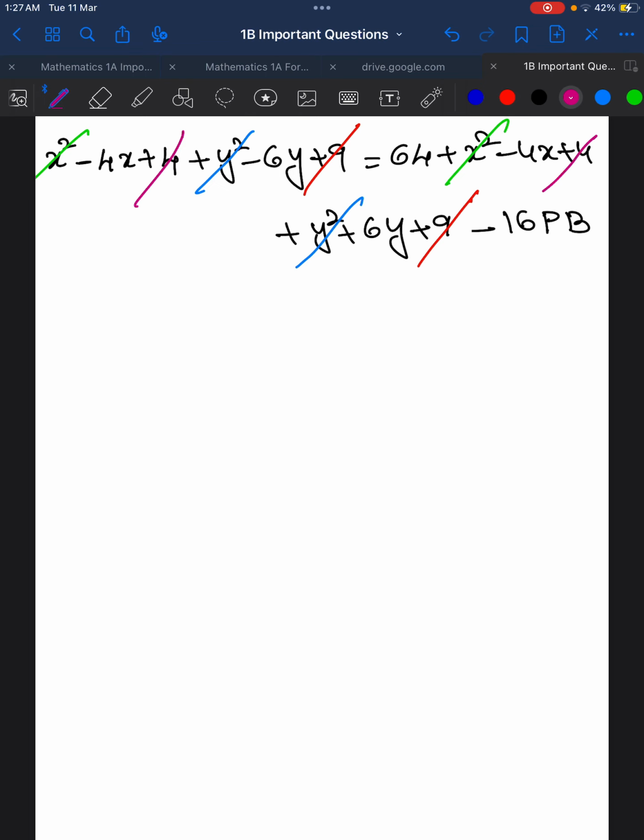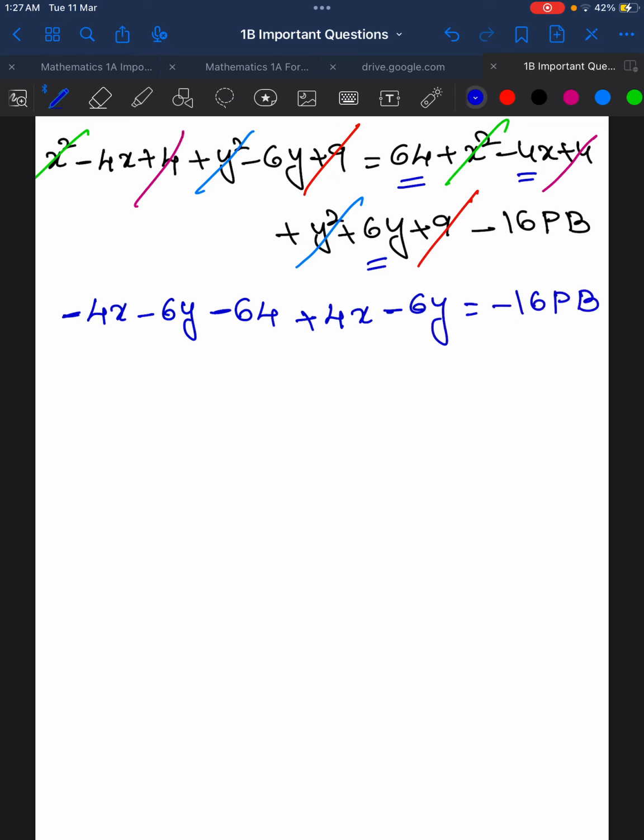Now whatever numbers we are left with, all of you carefully observe: minus 4x, minus 6y on the left side. If you take numbers to the left side from the right side, what happens? This 64 you can write as minus 64. This minus 4x will become plus 4x, plus 6y will become minus 6y, is equal to minus 16 PB. Okay, so 4x is also gone. So we are left with minus 12y minus 64 is equal to minus 16 PB.